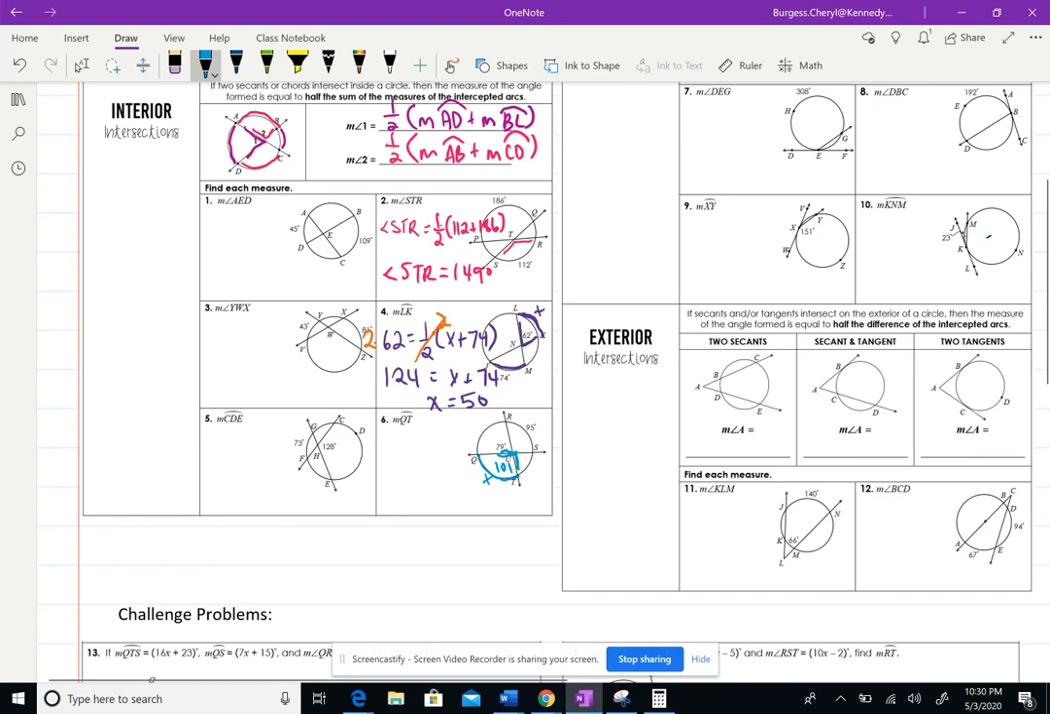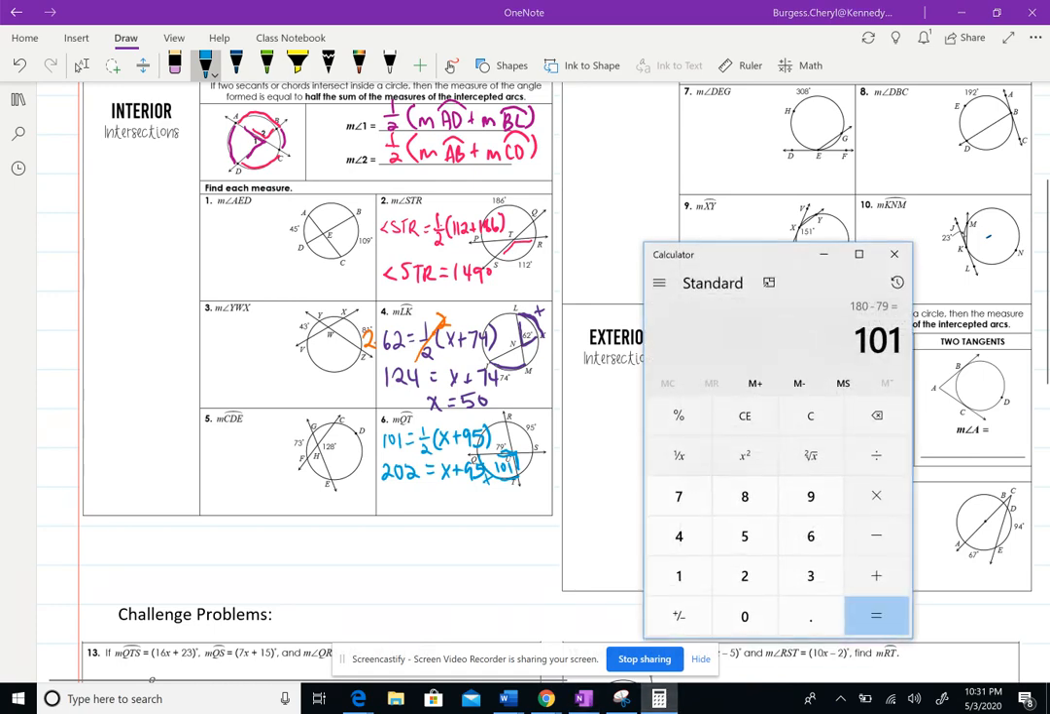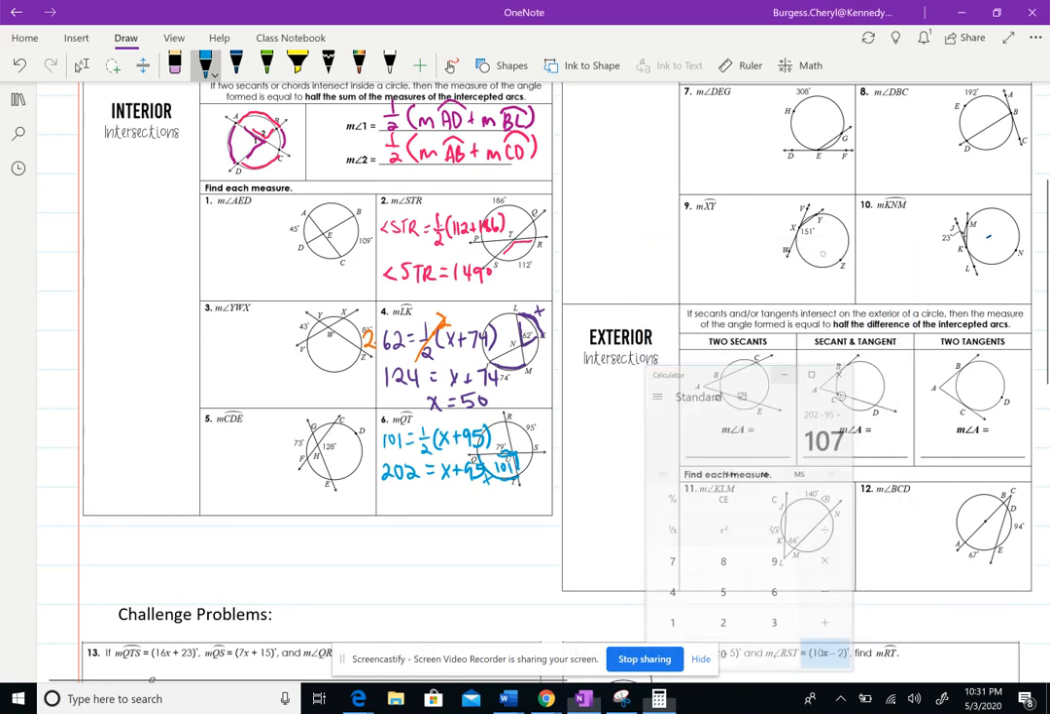Okay, so we'll set it up the same way as the problem above. We'll do 101 equals 1/2 of our sum of the intercepted arcs. So that's x and 95. Okay, so we get rid of 1/2 by multiplying by 2 on both sides. That's 202 equals x plus 95. Subtract 95 on both sides. X is 107. X equals 107 degrees.